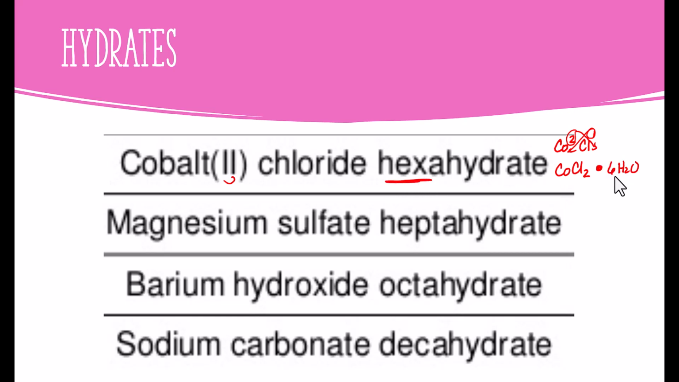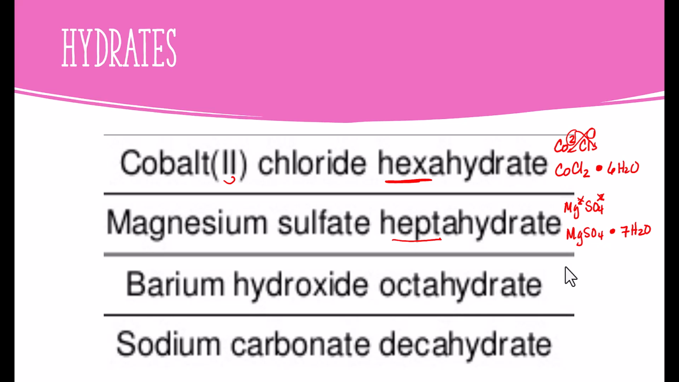Next one, magnesium sulfate. Magnesium is Mg. Charge is 2. Sulfate is a polyatomic, SO4, charge is 2. These 2 are reducible, so this becomes MgSO4. I need my dot. It's a hydrate, so we write H2O. Hepta is 7, so we write 7. So MgSO4 dot 7H2O. Pause the video, finish the last 2, and then check your answer.